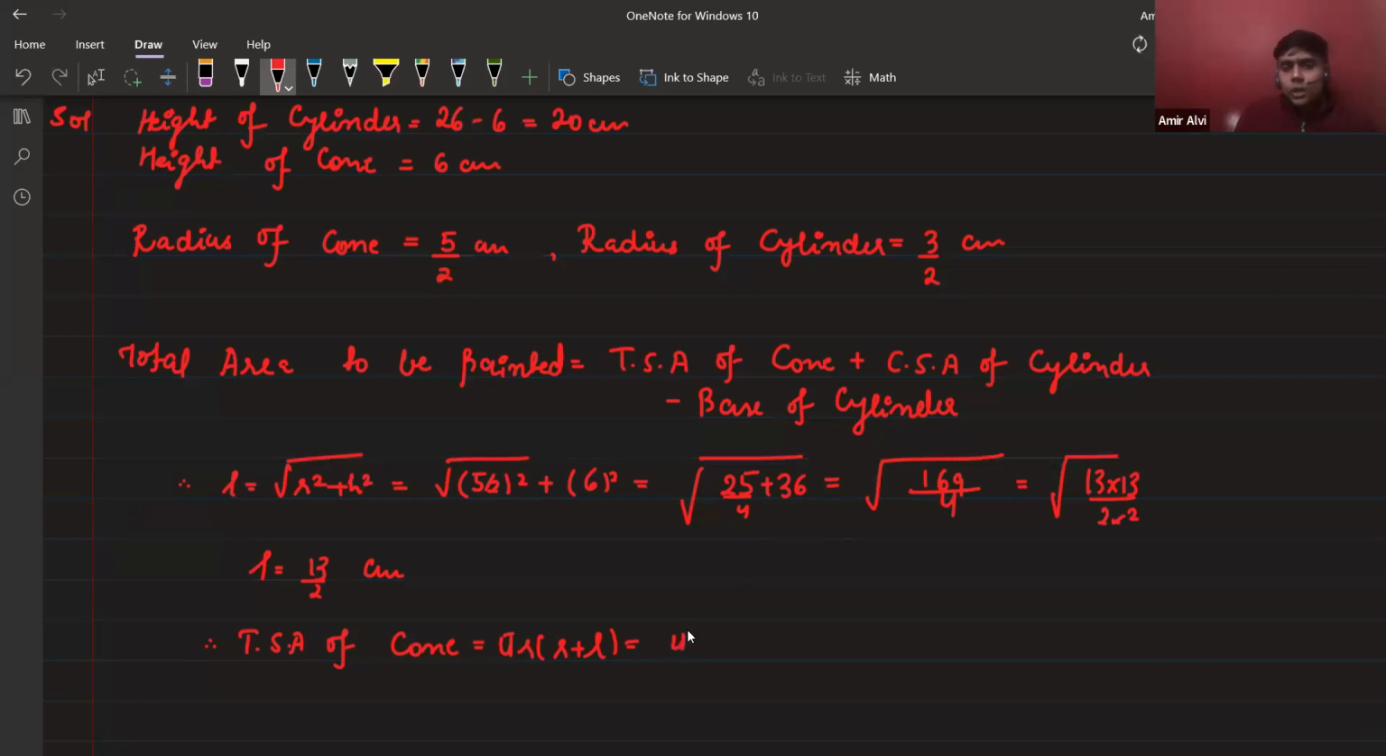I'm not putting the value of pi right now because pi is common in this term and also common in this term. So I will take pi common. So pi r is 5/2 into 5/2 plus 13/2. Clear everybody? So 5 pi/2 in the multiplication. If the denominators are the same, I can add the numerators directly because the LCM will be 2 automatically.